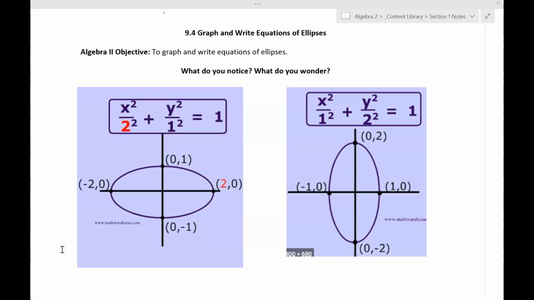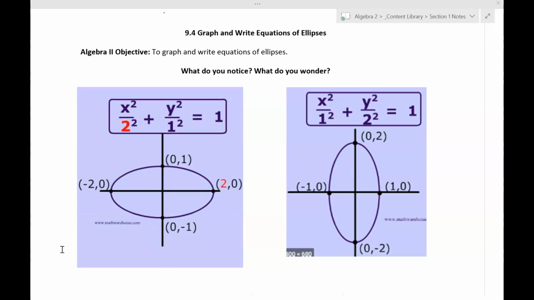Hey, Algebra 2 kids. Today we're going to work on graphing and writing equations of ellipses, and that's going to be exactly our objective. What I want to start with is, as usual, what do you notice, what do you wonder? We have these two graphs, and these themselves are ellipses, and I want to know, what do you notice, what do you wonder? So pause the video and maybe try and jot a couple things down or think about some things.